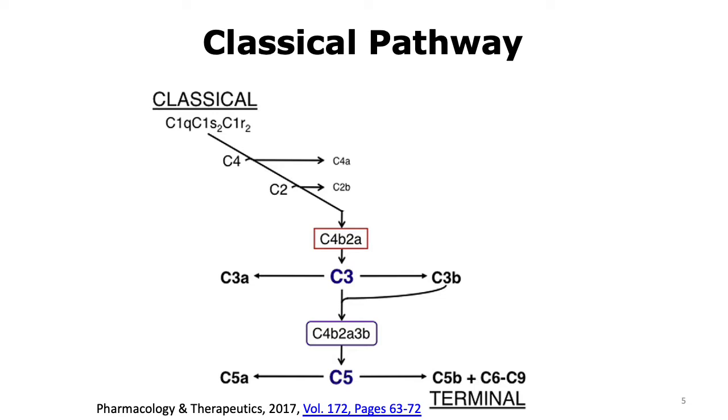The classical pathway involves the complement protein C1, which upon activation is able to cleave two complement proteins called C4 and C2 that result in the formation of an enzyme called the C3 convertase. The C3 convertase is able to cleave another complement protein called C3. And the result of that is the formation of another enzymatic complex called the C5 convertase. The C5 convertase is able to cleave the protein C5, and one of the products of that cleavage, C5b, is able to initiate the terminal part of the classical pathway.